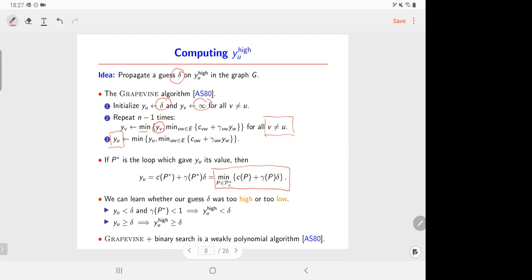And then, by examining the relationship between YU and our initial guess delta, we can learn whether our guess was too high or too low. So if the returned YU is less than delta, then we know that our guess was too high, and this is evidenced by P star. On the other hand, if YU is at least delta, then we know that our guess was too low. So we can use this in a binary search framework to zero in on the correct value of YU high.